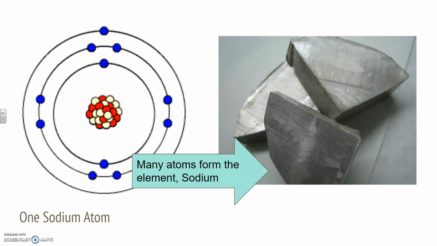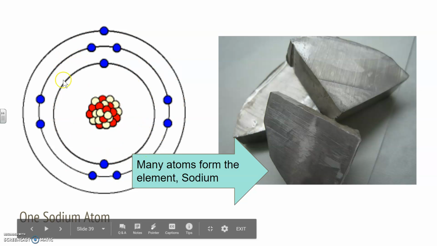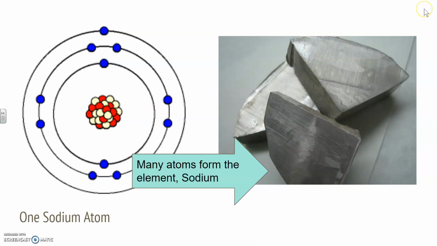So here's an example. Here's that sodium atom from earlier. We have just one single Lego brick. Here is your one Lego brick. When we combine a bunch of these, we end up with this stuff here, sodium. It looks a little shiny, a little metallic.